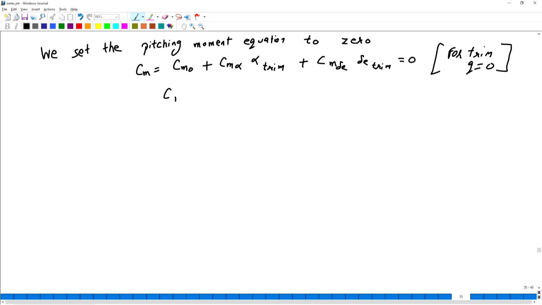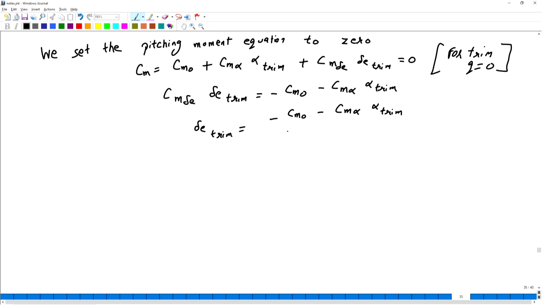We can easily write it as Cm delta E into delta E trim equals minus Cm naught minus Cm alpha into alpha trim, and delta E trim can be written as minus Cm naught minus Cm alpha into alpha trim divided by Cm delta E. Let us take this equation as equation number 20.